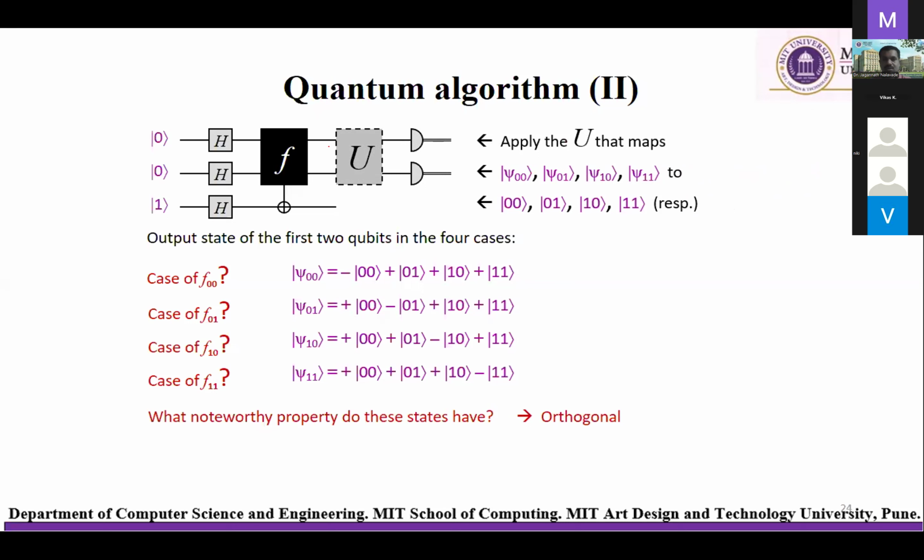Whatever output is there, we apply the U that maps these ket 00, 01, 10 and 11. Ket 00 will be mapped to only ket 00, ket 01 is mapped to 01, ket 10 is mapped to 10, and ket 11 is mapped to 11.